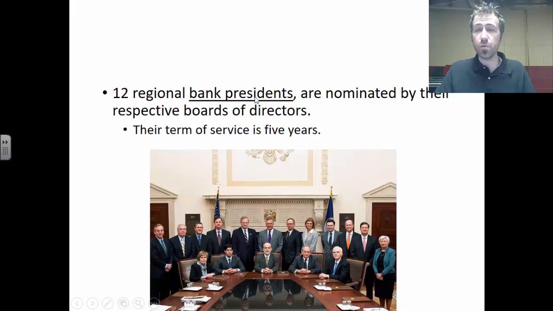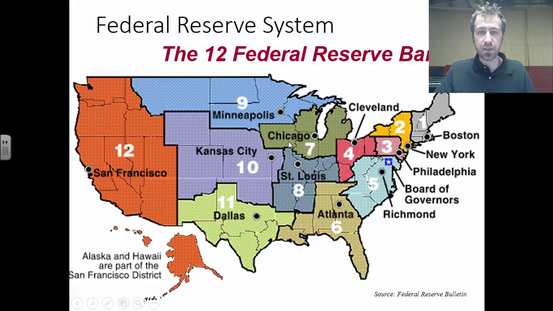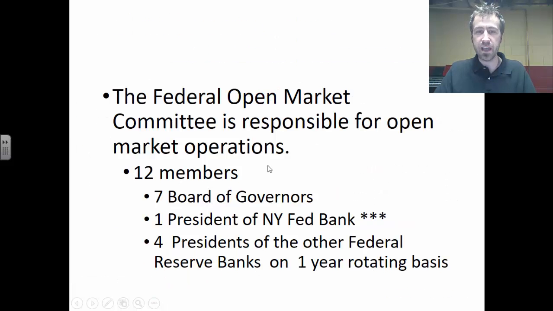So anyways, the 12 regional bank presidents, why are they important? Well, again, because they're potentially likely to be appointed into the Board of Governors, but also because they are part of the banks that follow through with the Federal Reserve policies, and they are part of the Federal Open Market Committee. And what's that? Well, this is the part of the Federal Reserve that makes decisions about what should happen to interest rates, whether they should go up or down. And so there's 12 members. There's 7 Board of Governors. Currently there's 5. There's 1, which is the president of the New York Fed.